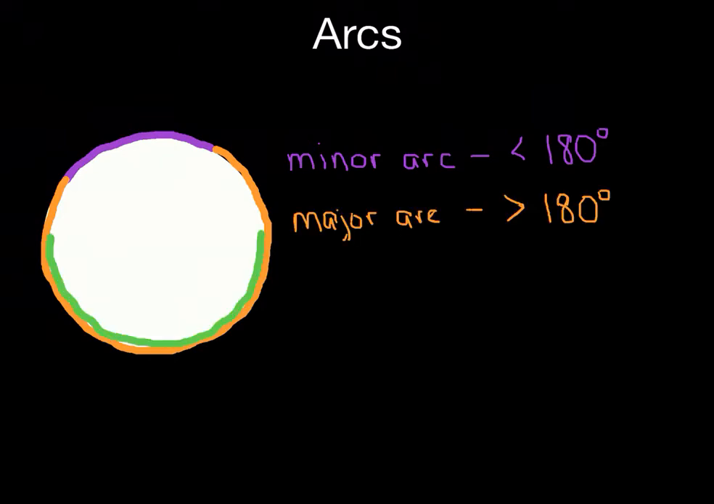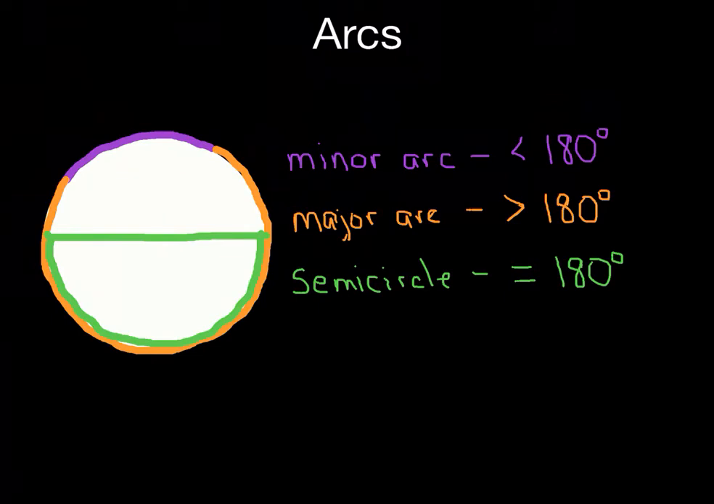And then one that is exactly 180 degrees is called a semicircle. So, for example, the green. You can see that if I were to connect from the end of this arc all the way over to the end of this arc, then that creates a diameter, and the arc distance would be exactly half of a circle. So we call this a semicircle. So here are three definitions of arcs that you need to know. A minor arc, less than 180 degrees. A major arc is greater than 180 degrees. And a semicircle is exactly equal to 180 degrees.